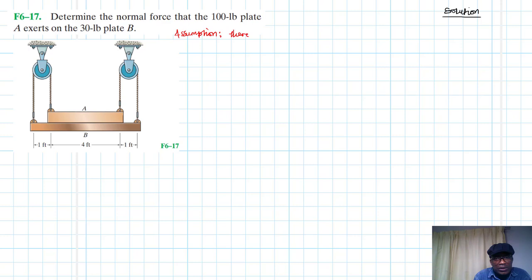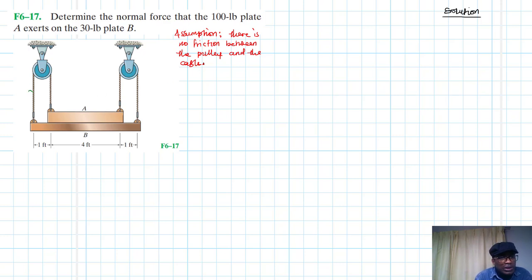So the assumption here is there is no friction between the pulleys and the cables. Or just between the pulley and the cable. If this is the case, then we expect the tension force to be the same on both sides.